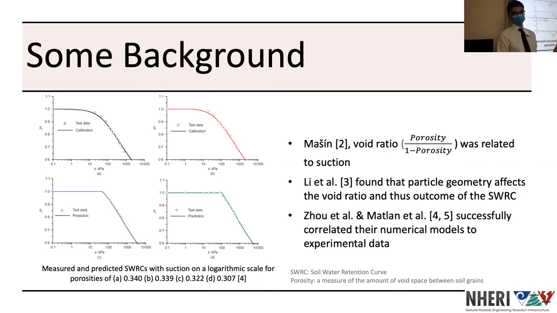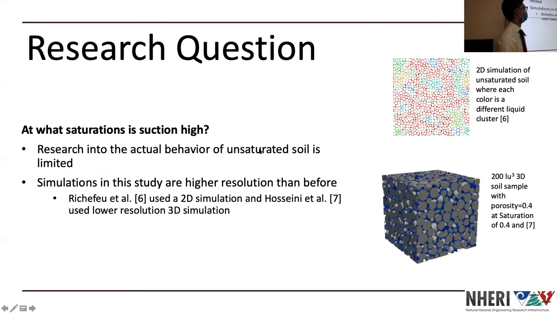And then Zhou et al. and Matlin et al. did a different thing where they created or improved upon previous numerical predictive models for the soil water retention curve. They do this by comparing and calibrating their models with experimental test data from actual empirical lab tests. And so it'll be interesting to compare the trends that they found with our research. Getting a little bit more specific into what we were doing, what we're really getting at is the behavior at saturations where suction is high, because again, suction is related to the soil. Research into the actual behavior of unsaturated soils is again not very well developed.